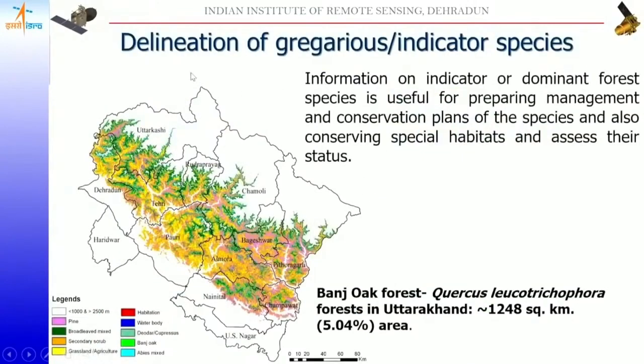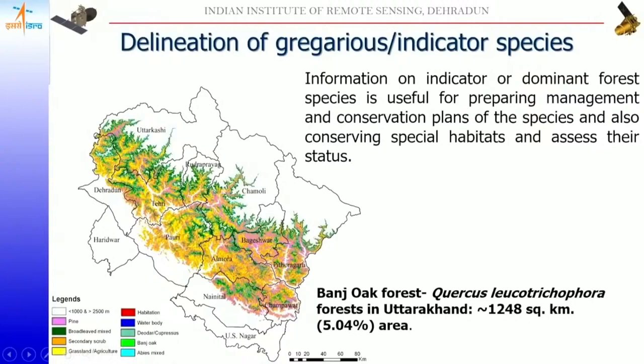Another parameter is the delineation of indicator species or a particular gregarious formation over a particular area, because these indicator species are very important. They contribute largely to the biodiversity of any area in terms of coverage or biomass, and if any species contributes a larger proportion, we consider that as an indicator of a particular habitat or climate.